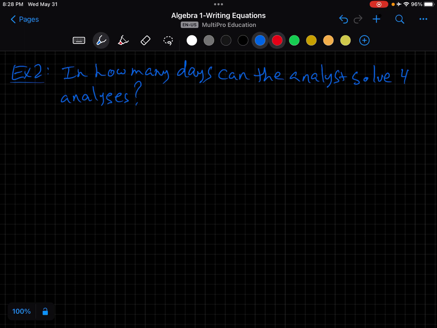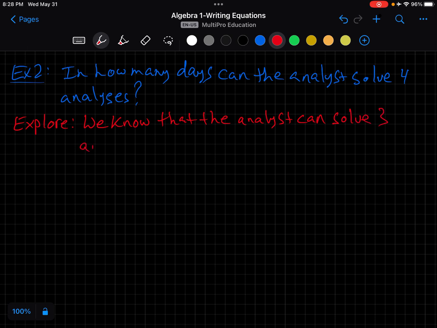Okay, so let's explore. What do we know? This is step 1, right? Explore. Well, something we know is that the analyst can solve 3 analyses per day. Okay, so if we know he can do 3 in a day and we have 4, right?